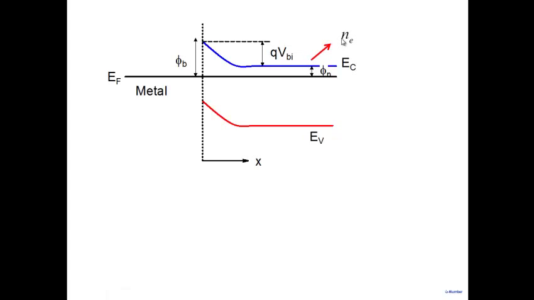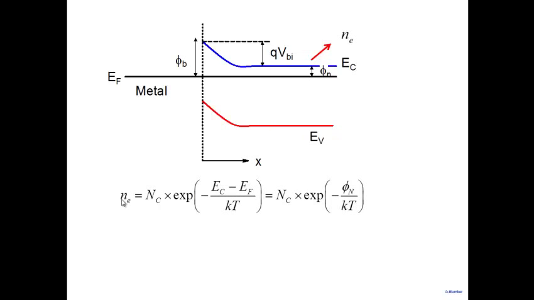Let's call it number of electrons in equilibrium. E is equilibrium, far away from the junction, okay? Ne. How do we write this? Everybody knows this equation, Ne equal to Nc exponent minus Ec minus Ef by Kt. Ec minus Ef, we are taking it as phi n. Okay? Nc exponent minus phi n by Kt.